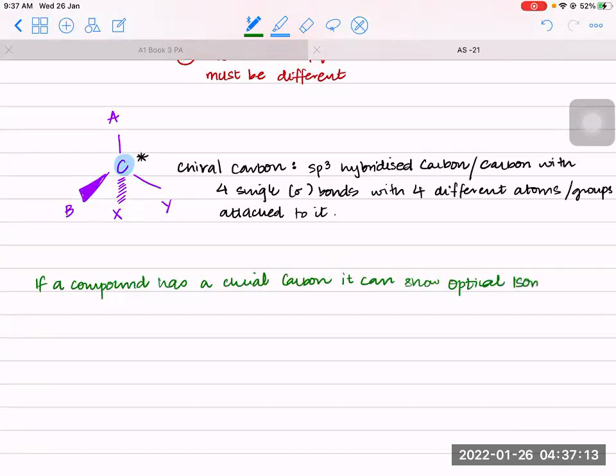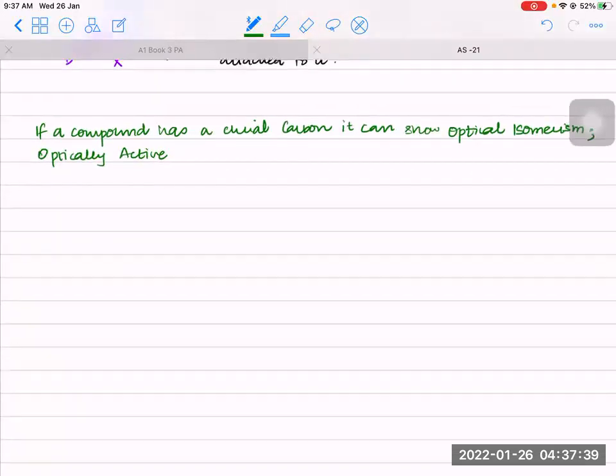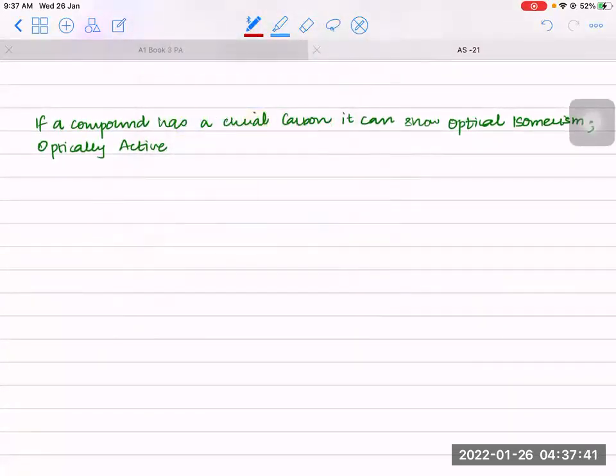Optical isomerism. And it is called what? Optically active. Because it can show optical isomers, so we call it optically active. Now, what are optical isomers? Cis-trans, I told you, the cis was similar atoms on the same side, trans was similar atoms on opposite sides. Yes? Now, what are optical isomers? Optical isomers are mirror images of each other.